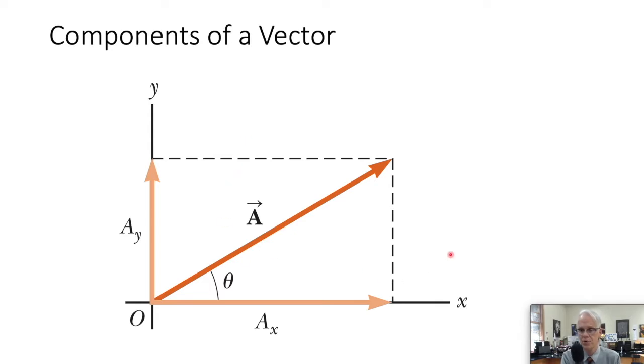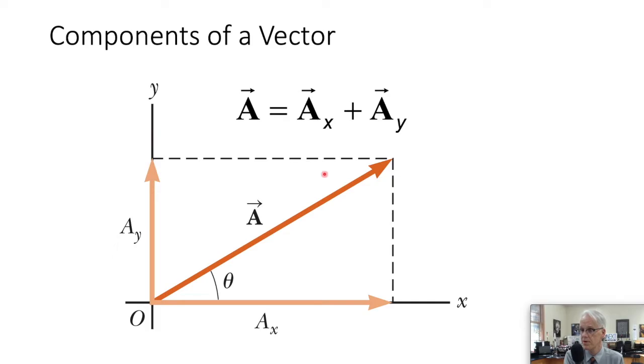Notice that if we draw a horizontal dashed line from the y-axis to the tip of vector A and a vertical line from the tip to the x-axis, we have created projections of the vector onto the x and y axes. These projections are called components. Any vector can be completely described by its components.